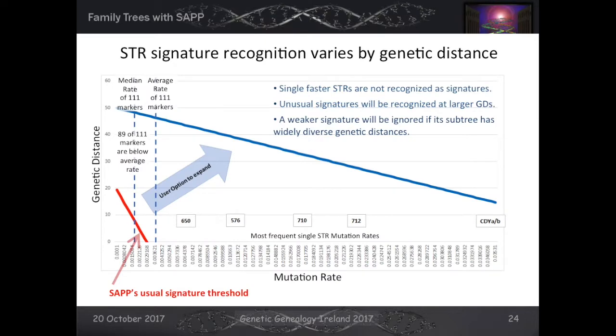I won't talk about this much. This is just for project admins and folks who want to play with the recognition. It will not recognize the very frequently mutating ones like CDYAB and 712 and 710. It doesn't recognize those single mutations as signatures in the higher parts of the tree. That can also be adjusted.